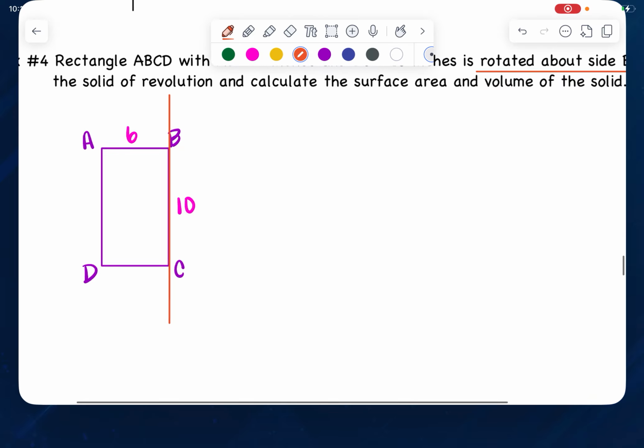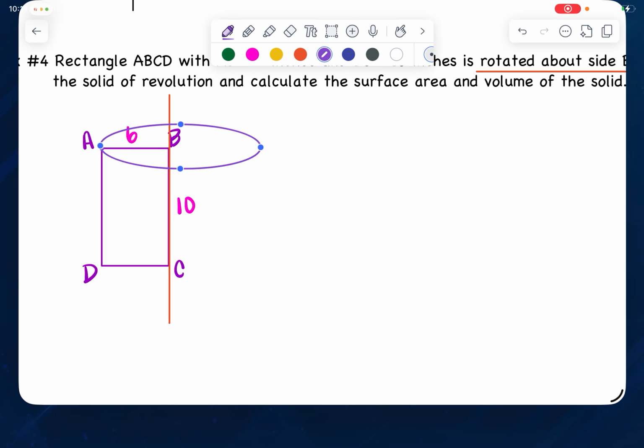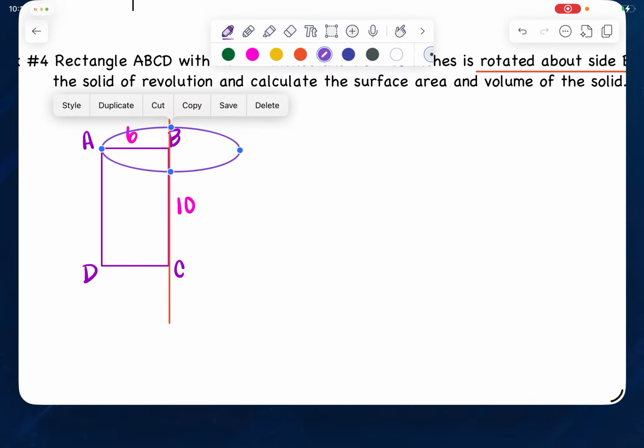We hopefully already know what's going to be created when we spin a rectangle around an axis. We are going to end up with a cylinder, so I'm going to draw the cylinder. I'm going to take my faraway vertices and spin them around the axis. Your drawings don't have to be perfect. Luckily, my Notability app gives me nice pretty ovals. And then I'm also going to take my point D and spin him around the BC axis. Let me tighten that a little bit.